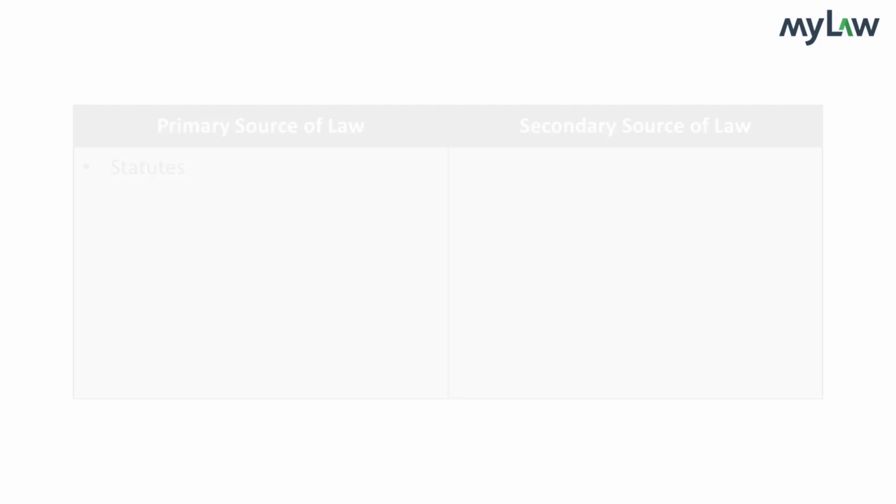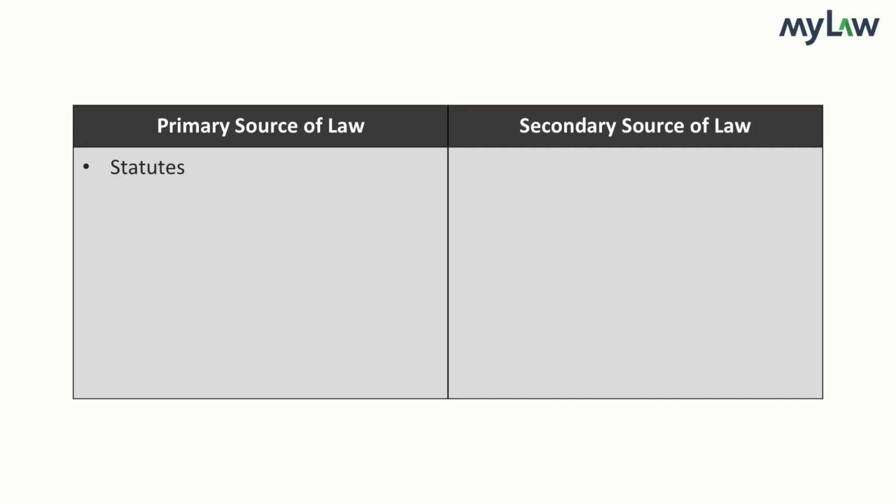Let's start with primary sources. What do primary sources do? They state what the law is. Here are some examples of primary sources: statutes or primary legislation, subordinate legislation such as rules and regulations, and judgments or case law.